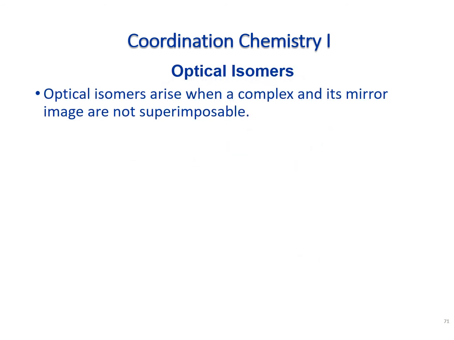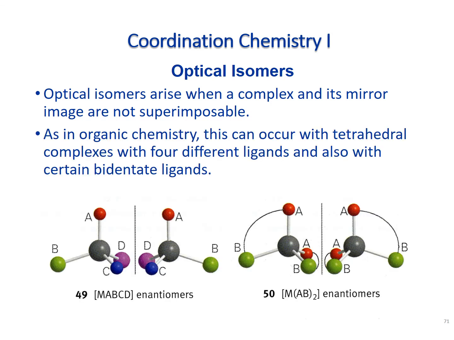You can have optical isomers. That arises when a complex and its mirror image are not superimposable. We're quite familiar with tetrahedral complexes, in which you have 4 distinct groups off of it. And you can have enantiomers, the mirror image. Again, remember from organic chemistry, we designated them with R and S, for example.